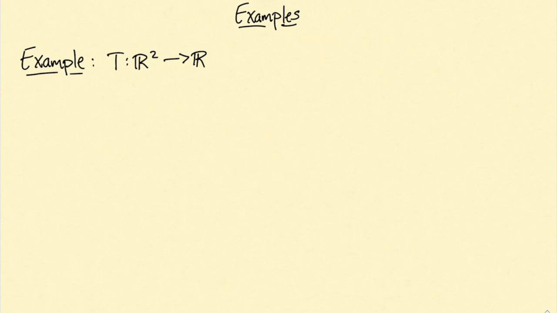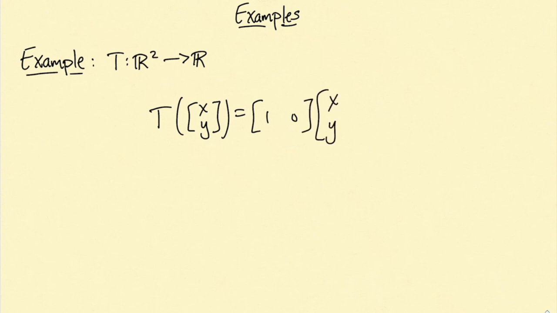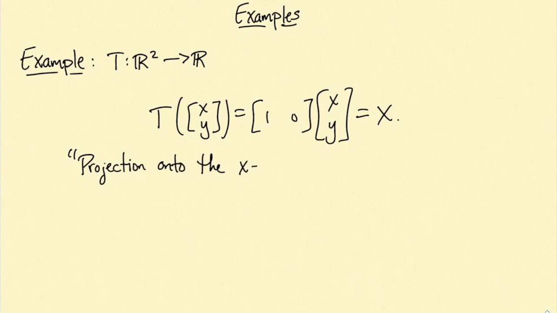And this matrix transformation is going to take in a vector expressed in the coordinates x and y, and it's going to output the matrix product [1, 0] multiplied by (x, y). This, of course, is simply the element x. This transformation is usually called the projection onto the x-axis. This is because every vector in R2 simply gets mapped to its x-coordinate.